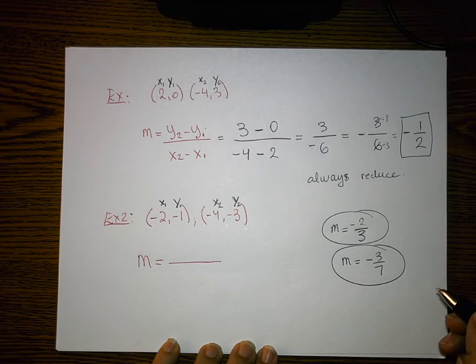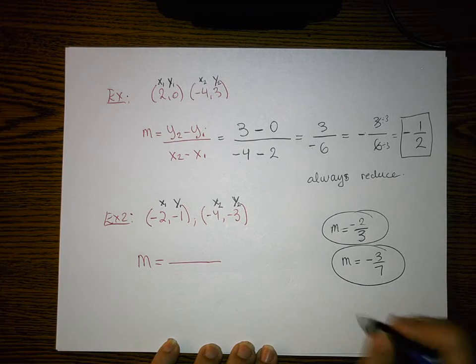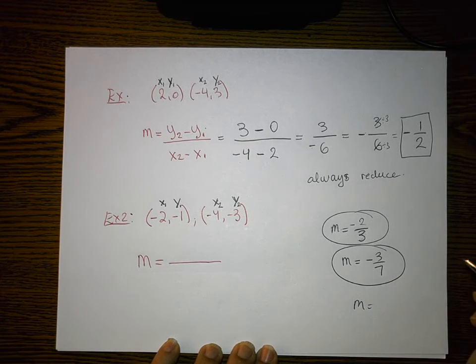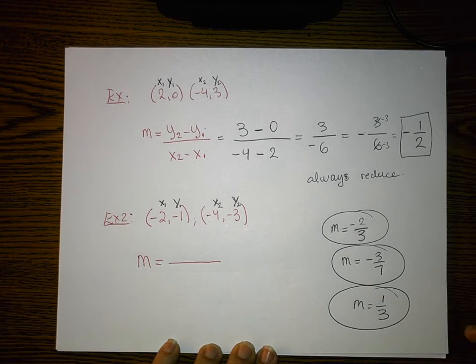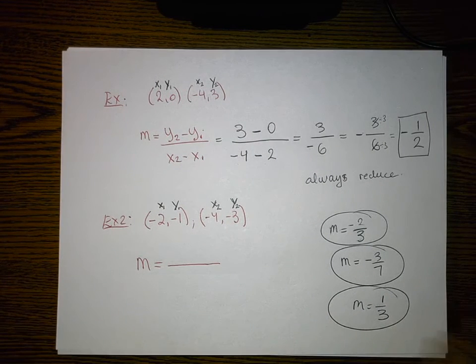Ray, what do you have? I got negative 2/3. Oh, same as up there. What do you have, Shelton? 1/3? That's so different from each other. Let's find out. All right.